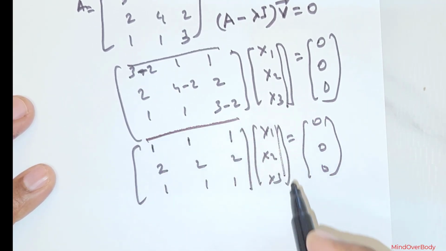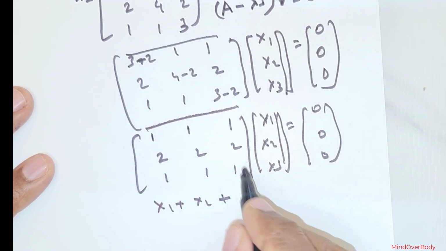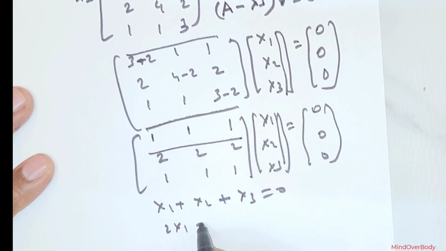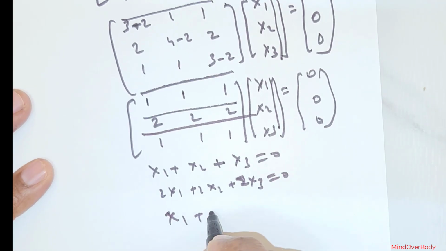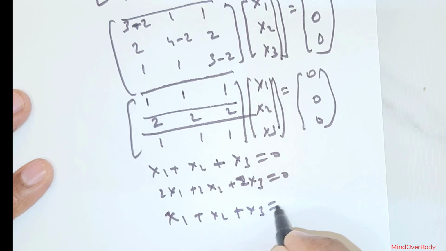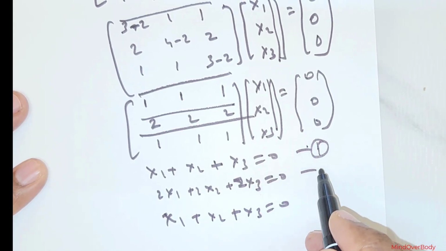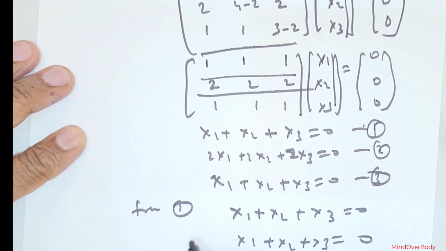So row with the column. So 1 times x1 plus x2 plus x3 is equal to 0. Row with the column: 2 times x1 plus 2 times x2 plus 2 times x3 is equal to 0. Row with the column: x1 plus x2 plus x3 is equal to 0. So you have system 1, system 2 and system 3. In this case you should not try to solve them.